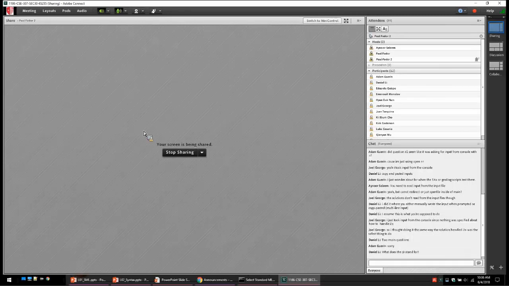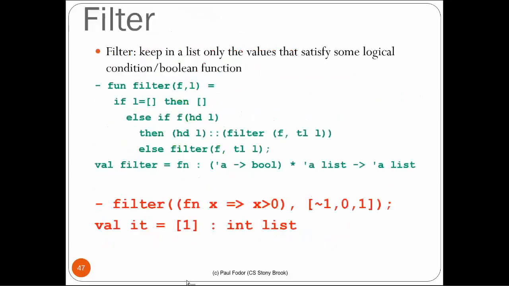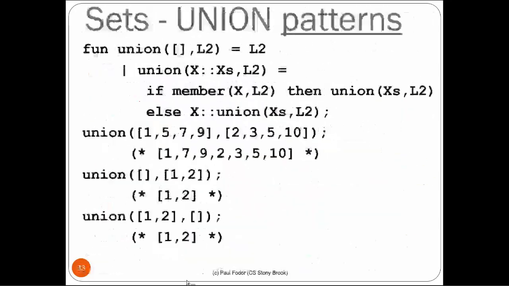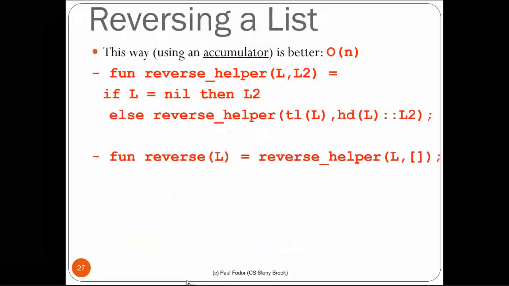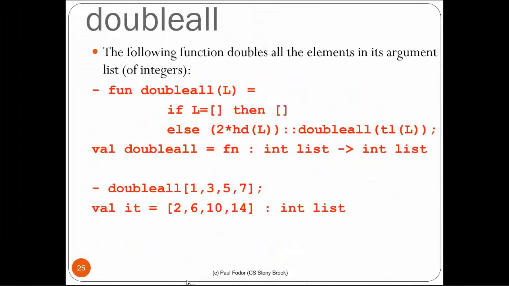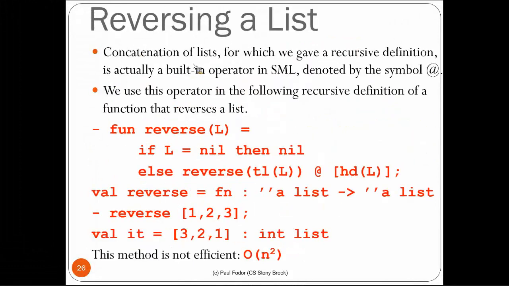The @ sign stands for append. So we defined earlier in the last lecture the concatenation function, and we basically use the append function. Concatenation of lists is a very common method, so SML has a built-in operator denoted with the @ sign.